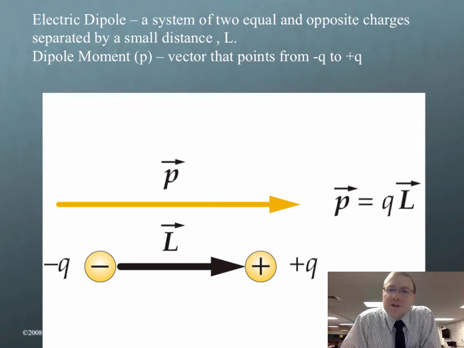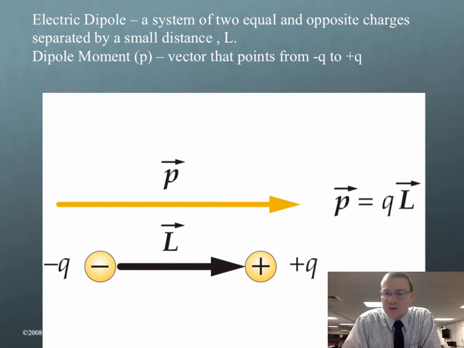Which leads us to electric dipoles. And what is an electric dipole? An electric dipole is a system of oppositely charged particles that are separated by some distance L. So the simplest dipole around is the hydrogen atom. It's a positive nucleus and a negative electron that's orbiting it.